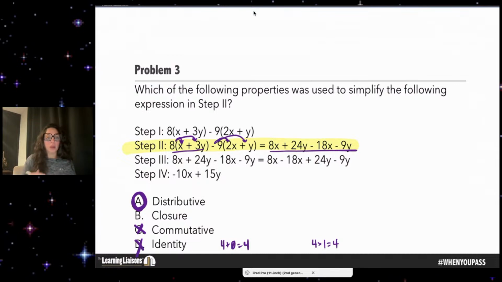The closure property states that performing an operation on any 2 numbers in a set results in a number that is also in that set, but we're not dealing with a set here. So in this case, we're not dealing with the closure property.